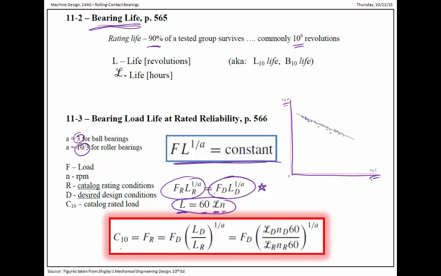We're trying to convert our condition, our desired load, and our desired life into a catalog rated load, which is often called the C10, right? So you can see that we can use our desired load, our desired life. There's the rated life, which is often 1 million, but we have to look it up to see what the manufacturer is basing their C10 on.